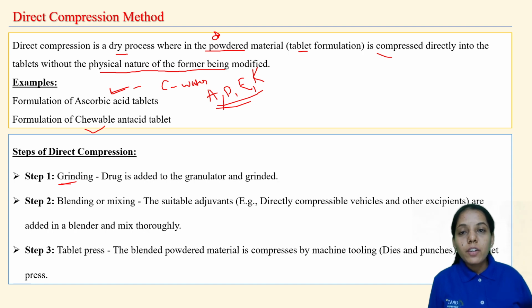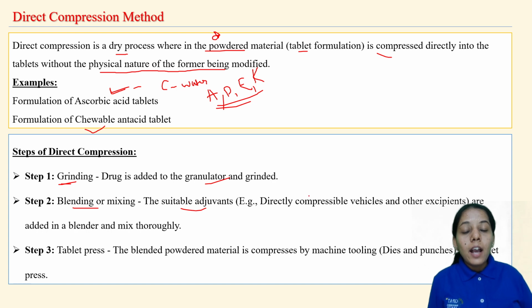Whichever is the procedure, first you have to make the drug a uniform size. So the drug is added to the granulator and ground to get a uniform, smaller particle size. Next is blending or mixing with suitable adjuvants.